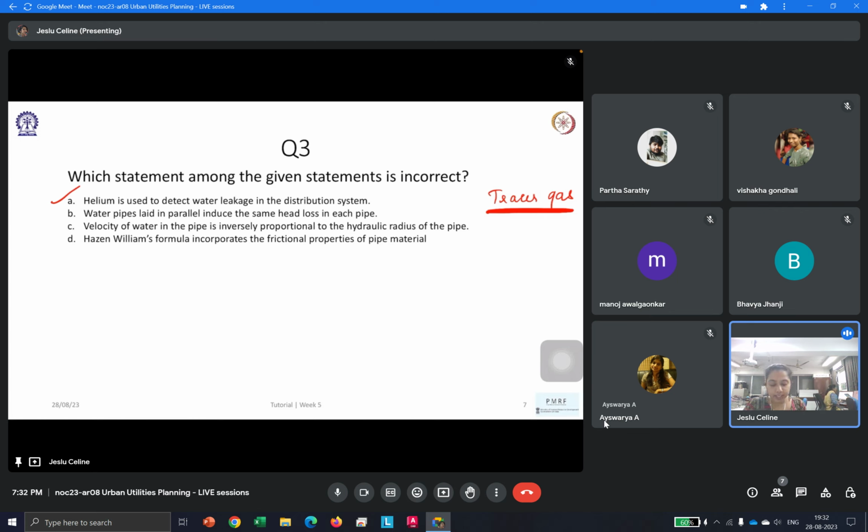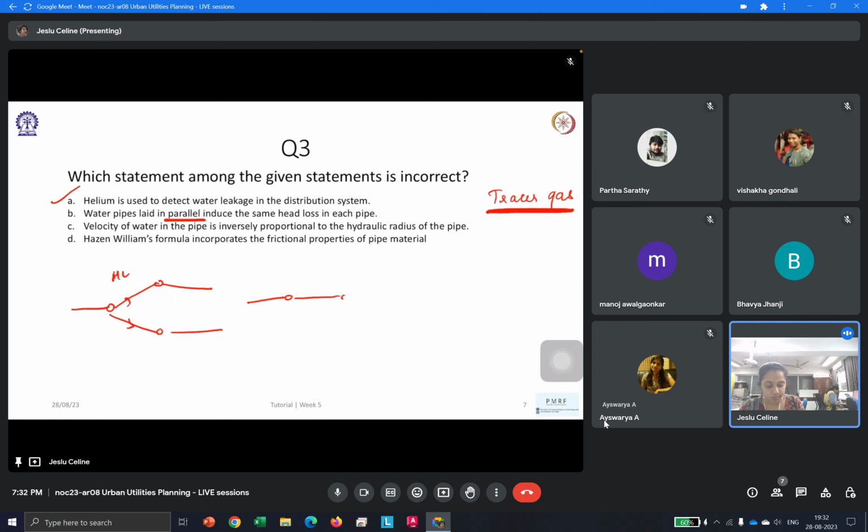Now B. Water pipes laid in parallel induce the same head loss in each pipe. Is it correct? Yes, it's correct. So what changes? We are talking about parallel. In parallel, if it is the same head loss, what changes? I'm saying this is a parallel connection. These are joints which I'm showing. So we are saying that the head loss remains the same.